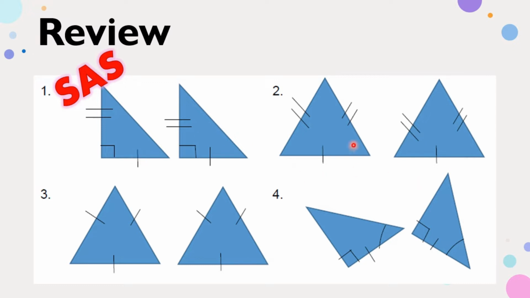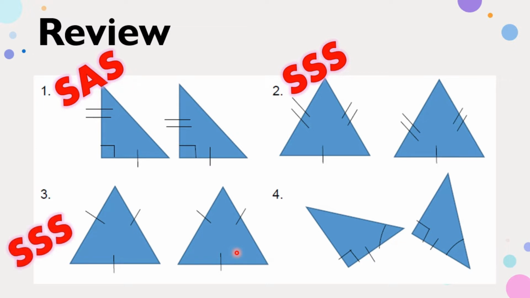So in number 2, makikita natin na yung tatlong corresponding sides of these two triangles are congruent. So, 3 sides, meaning what triangle congruence postulate? Yes, we have the SSS congruence postulate. We have number 3. Oh, we have the same. We have 3 sides of this first triangle congruent to the 3 corresponding sides of this another triangle. So that means this is also SSS congruence postulate.